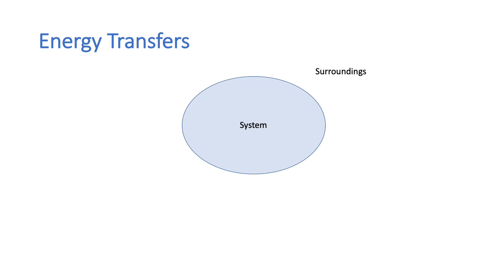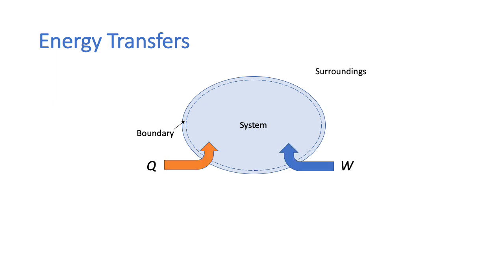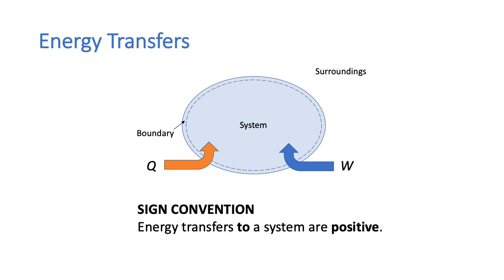If we have a system, everything outside is known as the surroundings, and these are separated by the system boundary. We can have energy transfer in the form of heat, denoted by Q, or in the form of work, denoted by W. The sign convention that we will adopt is that all energy transfers to a system are positive. All energy transfers from a system are negative.